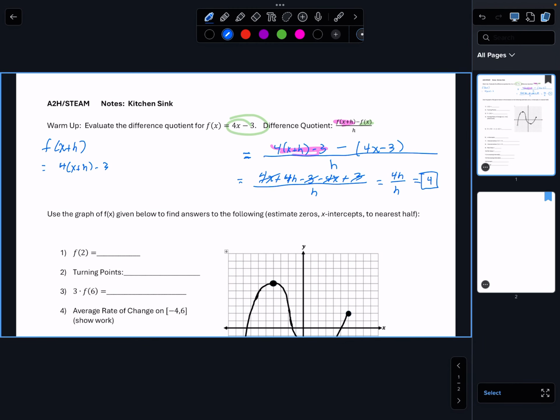All right, so notes for the kitchen sink. I've already gone through the warm-up on the difference quotient, so you can look through that if you just started the video, and pause it and see if you did that correctly.